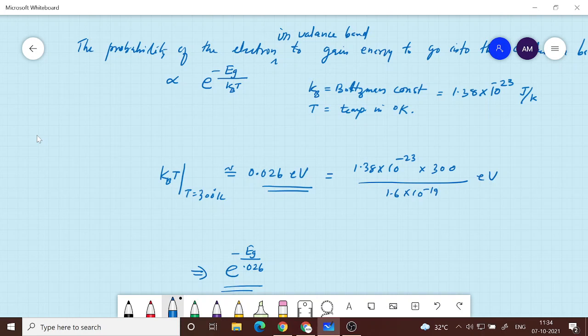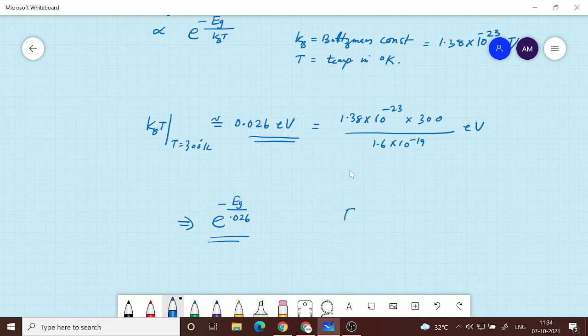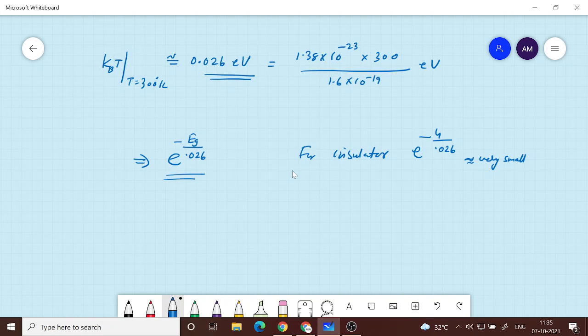Okay, so for insulator, I said it is 3.5 or 4. So for insulator, Eg is around 4 electron volt. So e raised to minus 4 by 0.026. Okay, this is very small. Whereas for semiconductor, if you calculate this, it is like e raised to minus 1 by 0.026, that is moderate.